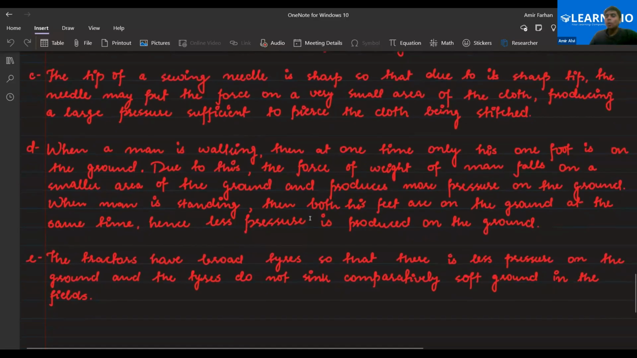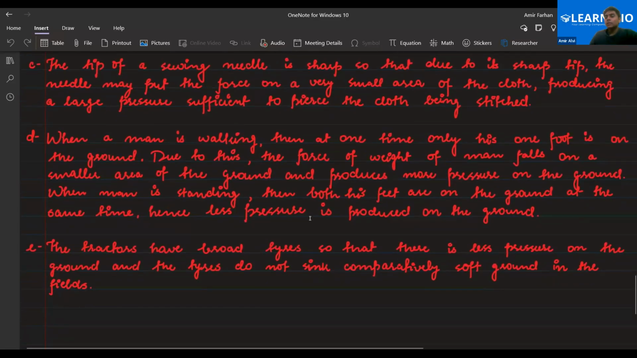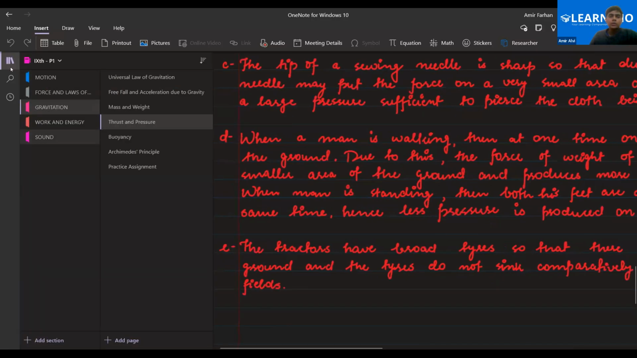Tractors have broad tires because they produce less pressure on the ground, because the soil is very loose. If we reduce the area, the pressure exerted would be very high. That's why broader tires are made as compared to cars and bicycles. Clear, all of you? Yes, sir. Good. So this is all about thrust and pressure.